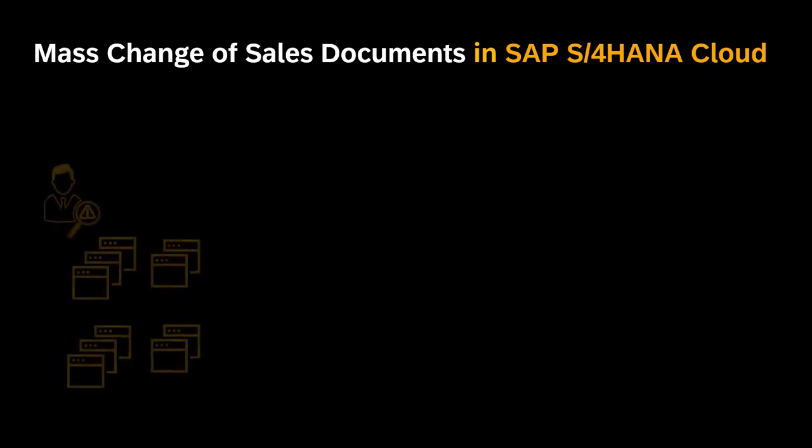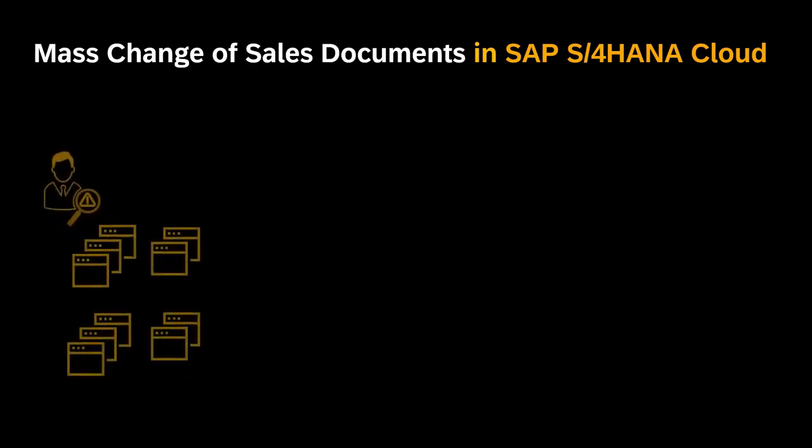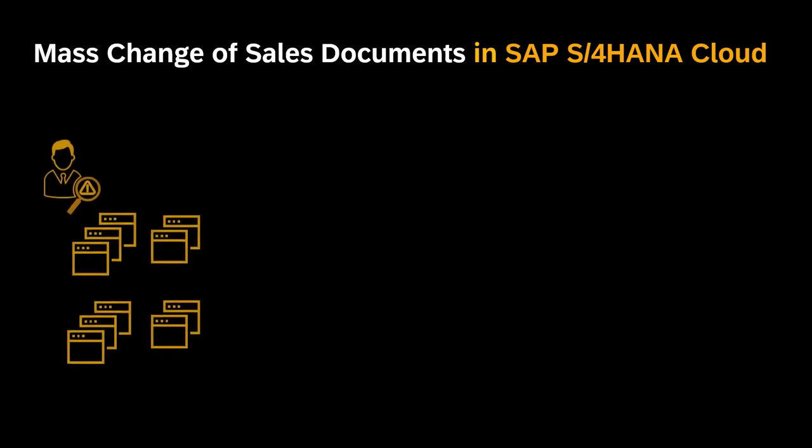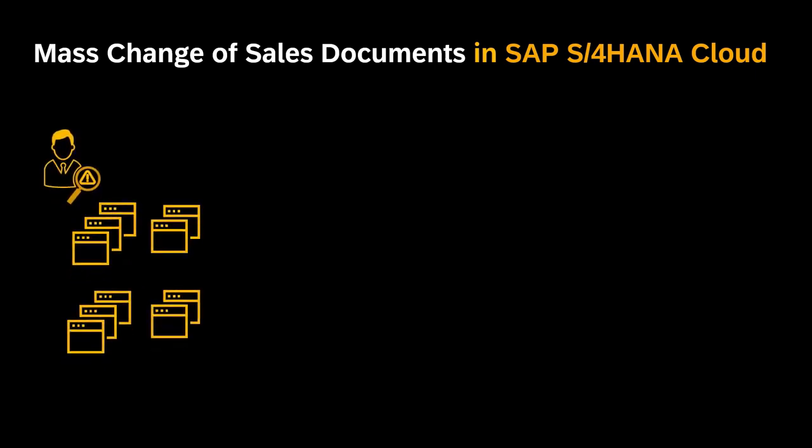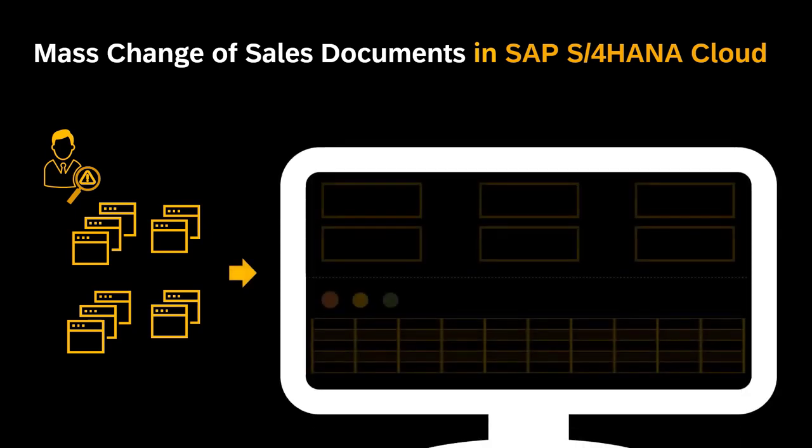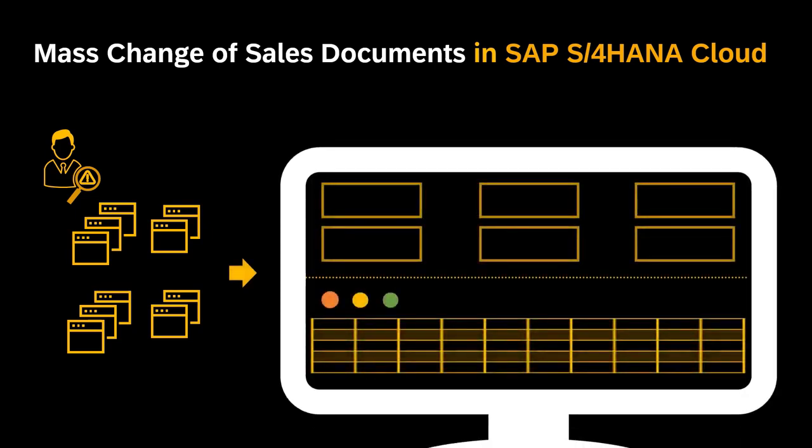As an internal sales rep, John is responsible for processing sales documents. Sometimes, this includes making changes to existing sales documents. With the Mass Change of Sales Documents app, SAP S/4HANA Cloud provides John with a single central entry point for changing sales documents quickly and efficiently.